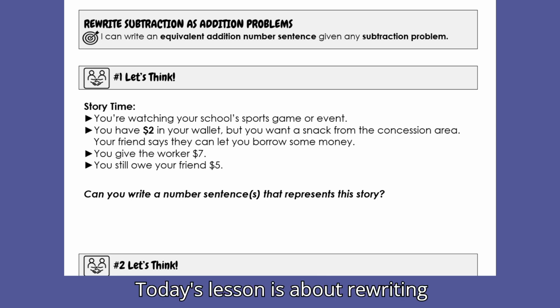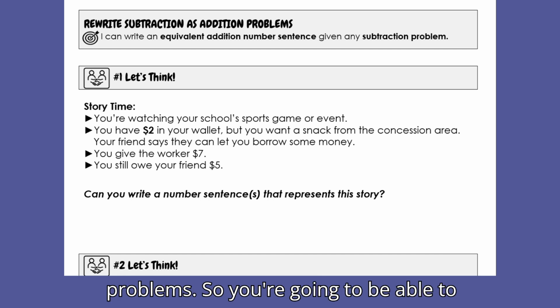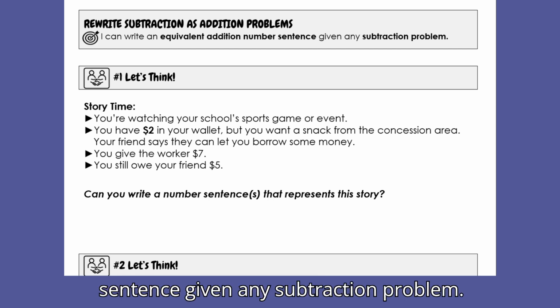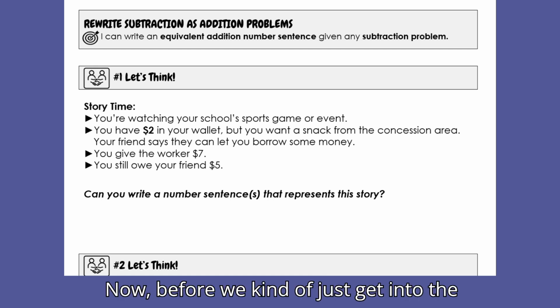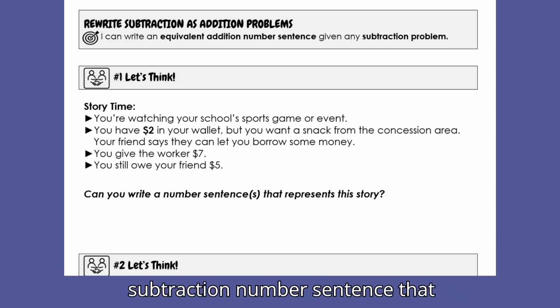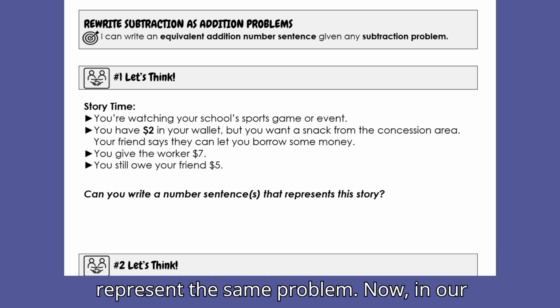Today's lesson is about rewriting subtraction problems as addition problems. So you're going to be able to write an equivalent addition number sentence given any subtraction problem. Now, before we just get into the converting piece, we want to really think about how I can write an addition and a subtraction number sentence that represent the same problem.